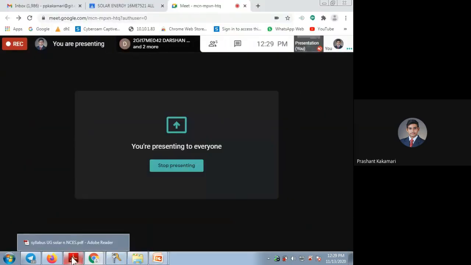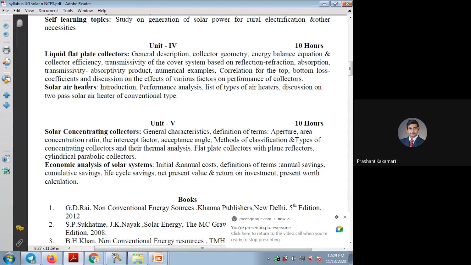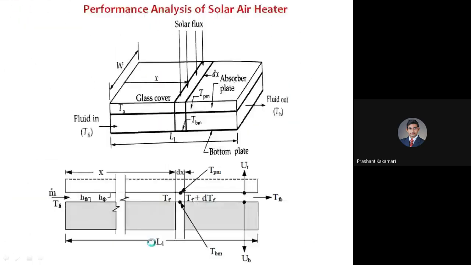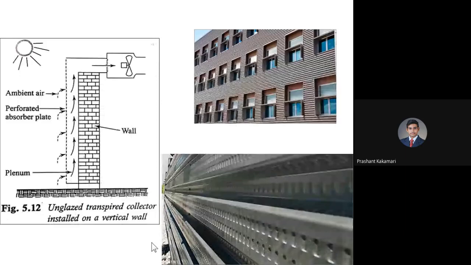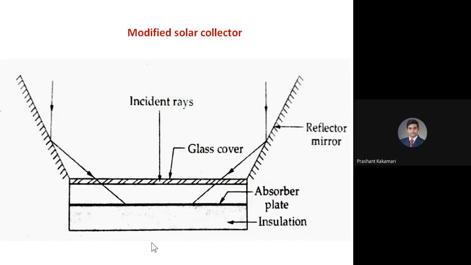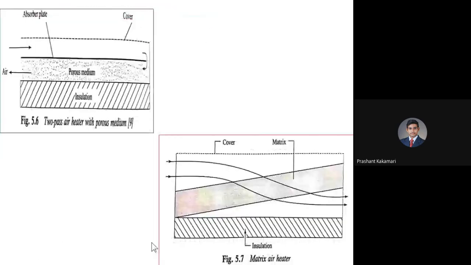So in this you can see, in the syllabus for solar air heaters, it was about introduction and performance analysis, which we just discussed. Then list the types. So types of air heaters, almost all the air heaters we have discussed. But in this, after listing, they have mentioned discussion on two-pass solar air heaters of conventional type. But in this PPT, I think we have discussed all the types. So we discussed the UTC type, this PVC plastic air heaters, and the modified solar collector, almost all types.